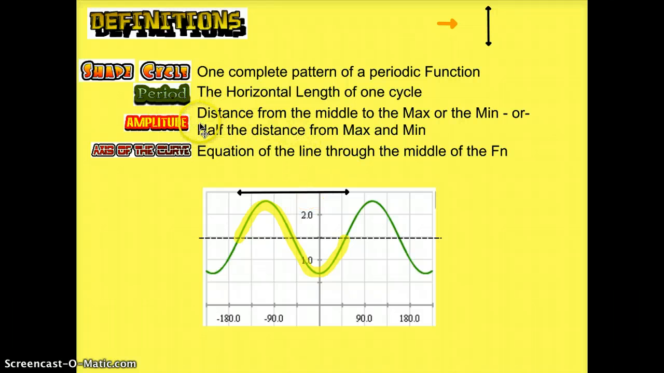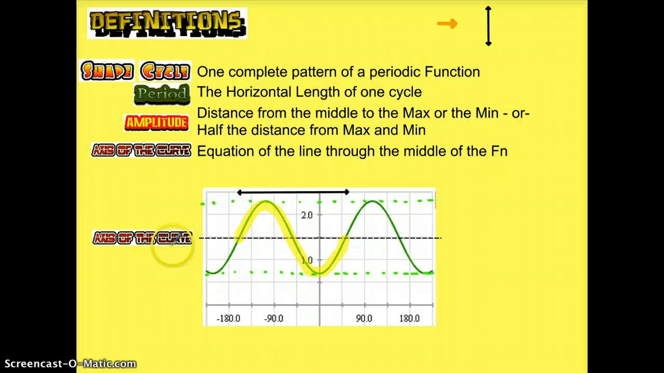What about the amplitude? It's the distance from the middle to the max or the min, or half the distance between the max and the min. Let me do the axis of the curve first. The axis of the curve is this line right through the middle, halfway between the top and the bottom. If I put a line through the top and a straight line through the bottom, better. The axis of the curve goes right through the middle.